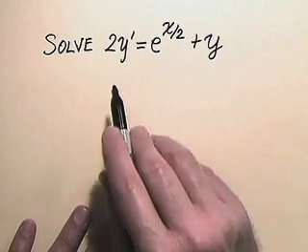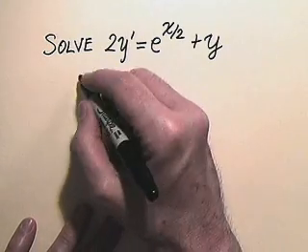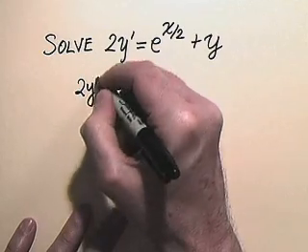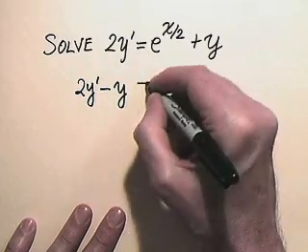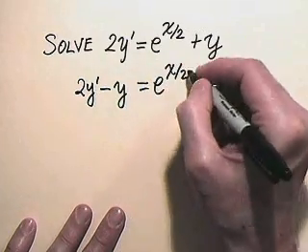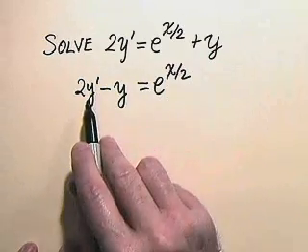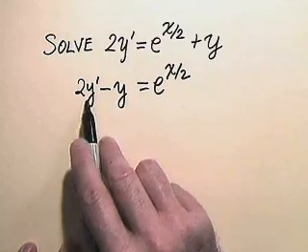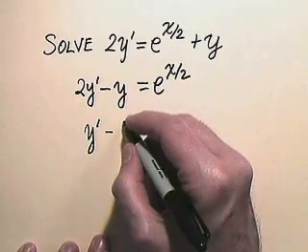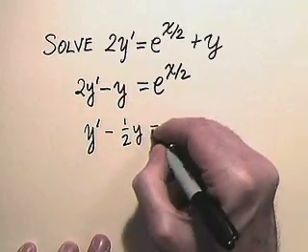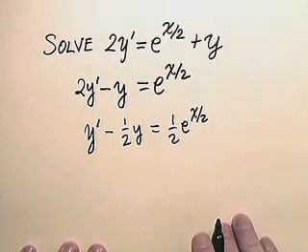Okay, well, I hope you remembered that the first thing you're going to have to do is put this in standard form. So we begin by moving the y term over to the left, 2y prime minus y equals e to the x over 2. So now divide through by 2 so that our coefficient of the y prime is simply a 1, and we get y prime minus 1 half y equals 1 half e to the x over 2.